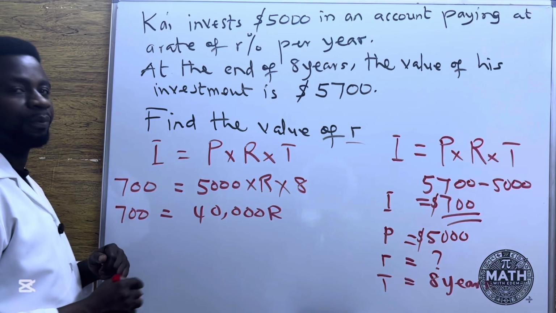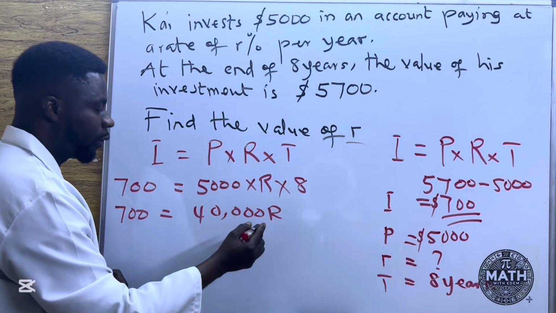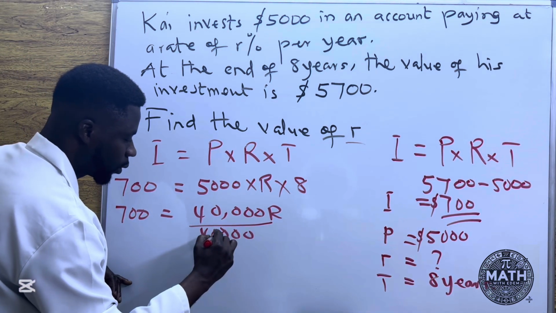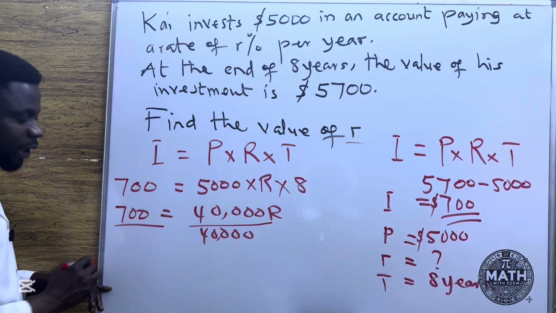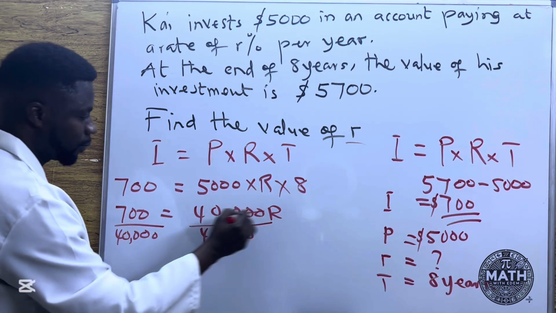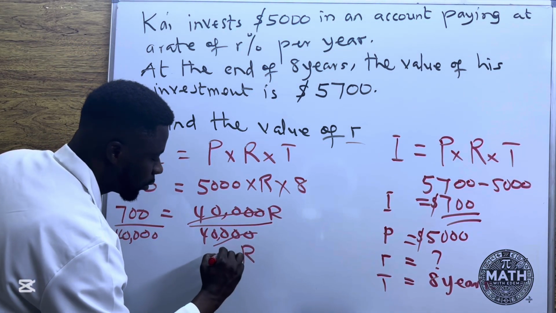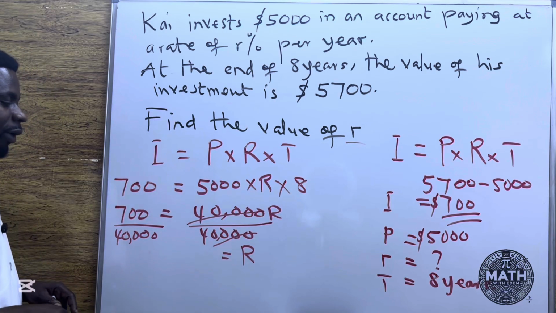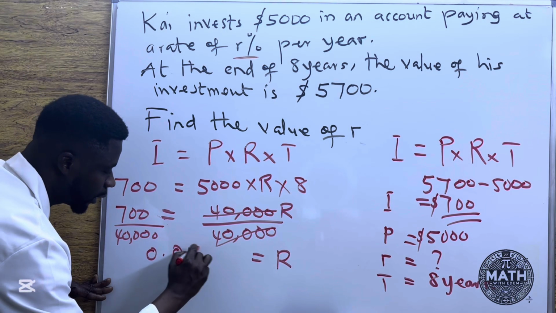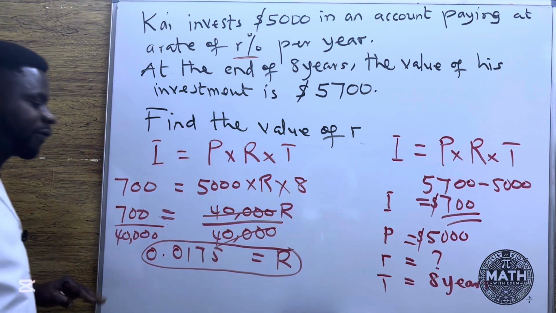40,000 R. Because we are finding the value of R, we will divide this side by 40,000 and divide the left side also by 40,000. So our R, the rate, is equal to 0.0175. That is the value of R.